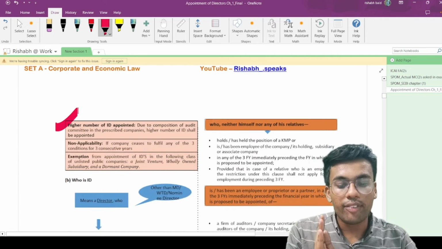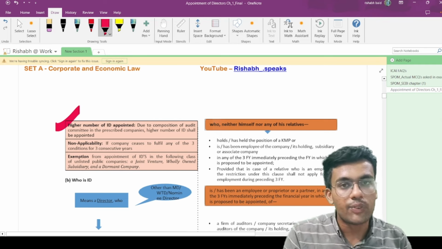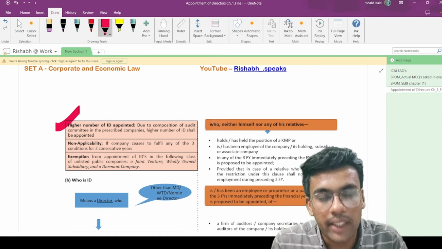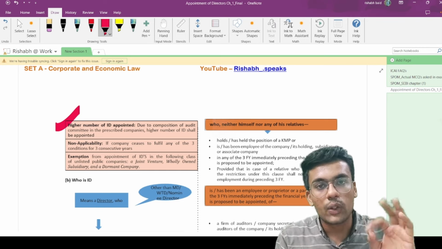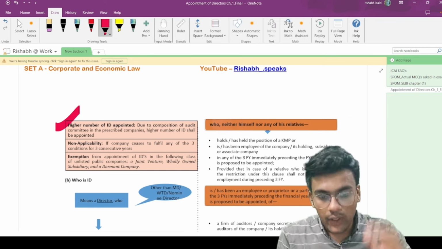Now this one, higher number of independent directors. If any committee requires, in case of SEBI LODR or audit committee requires more number of independent directors, then independent directors should be according to that particular committee.